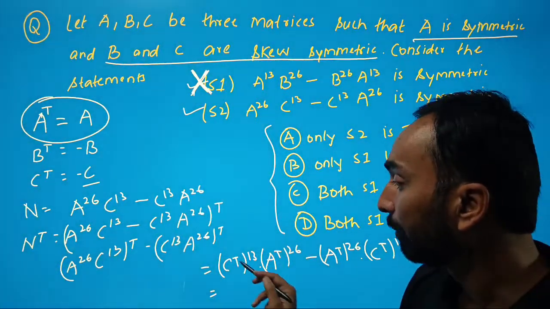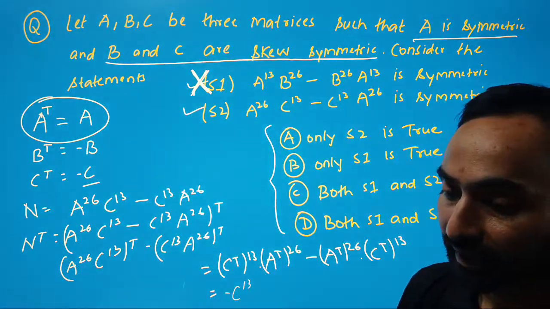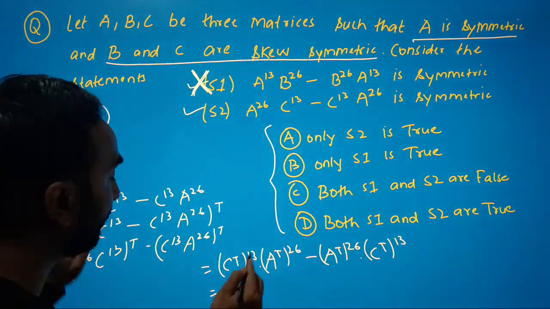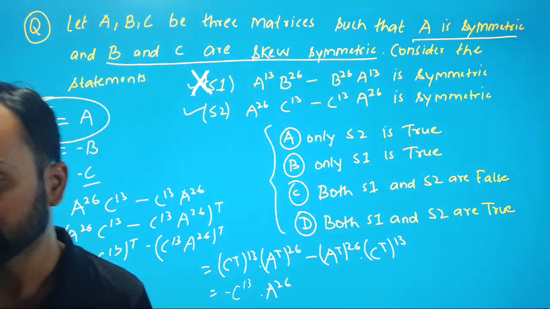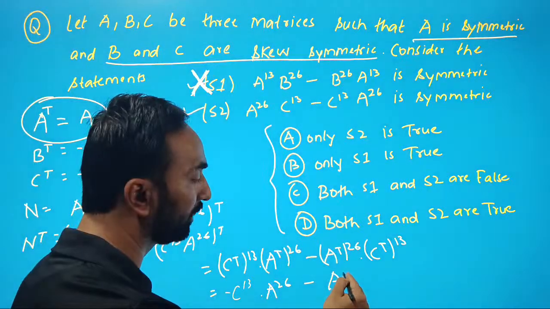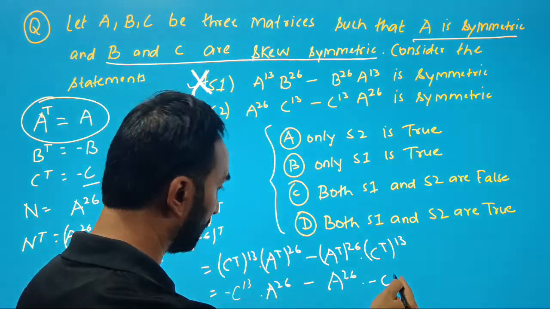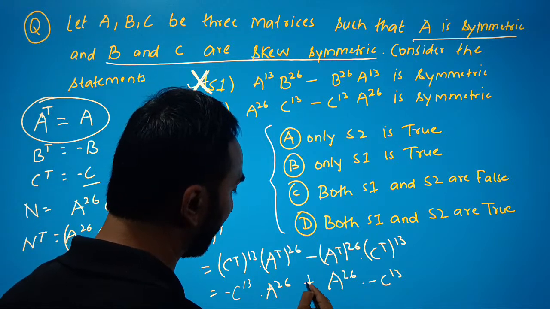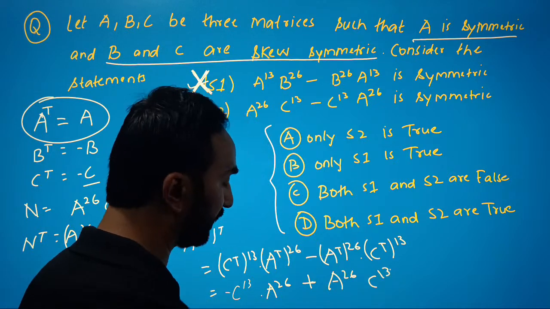It is equivalent, right? But in case of an odd power, I have to write it as minus C to the power 13. And A transpose is, from the question, A only, so I can write A to the power 26 minus A to the power 26, and C transpose is minus C, minus C 13, right? So this negative will multiply here and this sign will become positive, and I can write here C to the power 13.